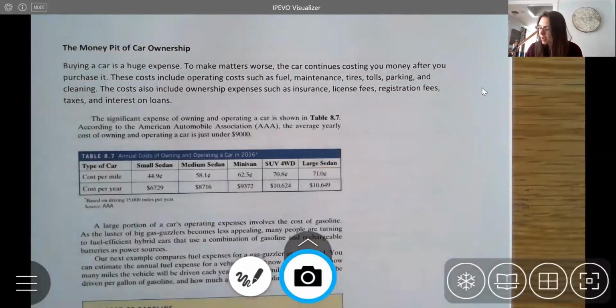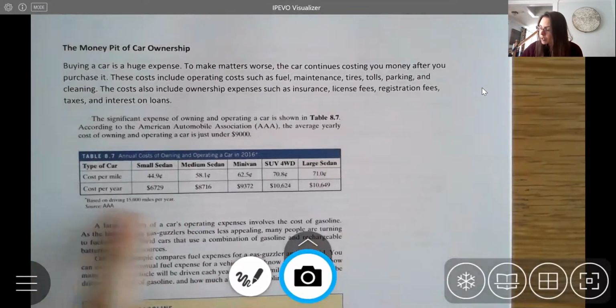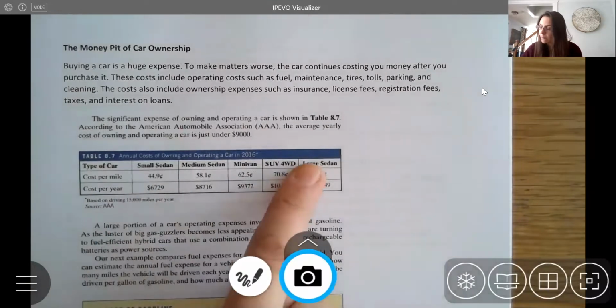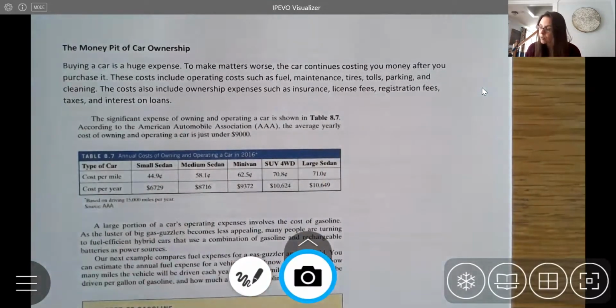So just some things to keep in mind. Here you have a little chart showing the significant expense of owning and operating cars. According to the American Automobile Association, the average yearly cost of owning and operating a car is just under $9,000.